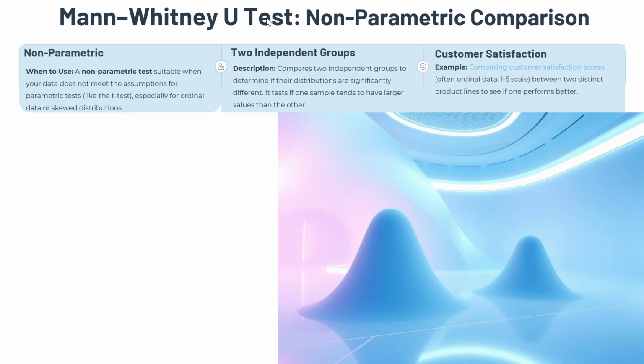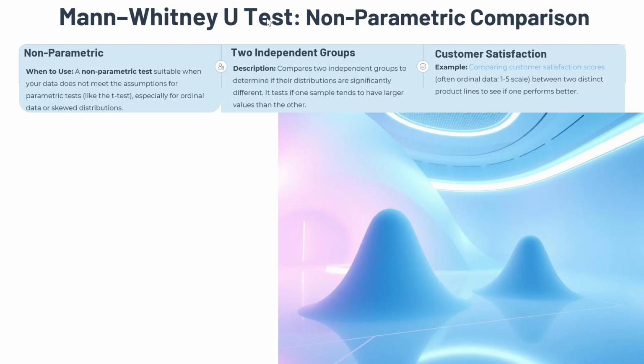It is a non-parametric test which is suitable when your data does not meet the assumptions for a parametric test, like the t-test, especially for ordinal data or skewed distribution. It compares two independent groups to determine if their distributions are significantly different. It tests if one sample tends to have larger values than the other.